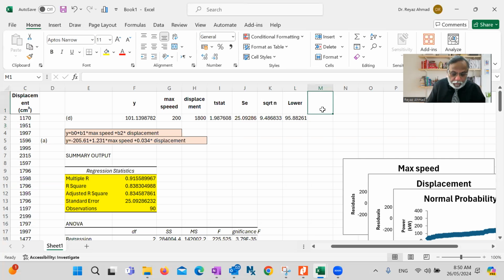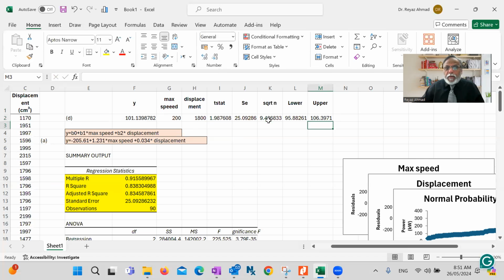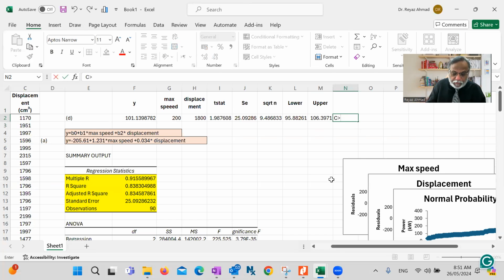Then I will be doing the upper boundary. I will be using the same formula, only there will be a plus. So equal to, then I choose the y value, then plus, then I choose the T-stat multiplied by the standard error divided by square root n, and I got this. This is my confidence interval, okay?